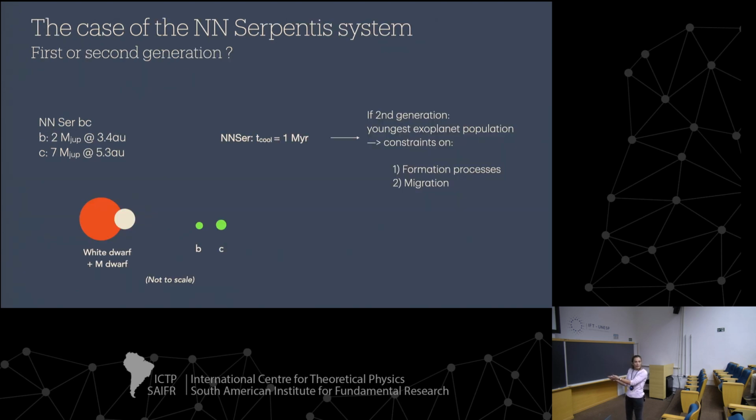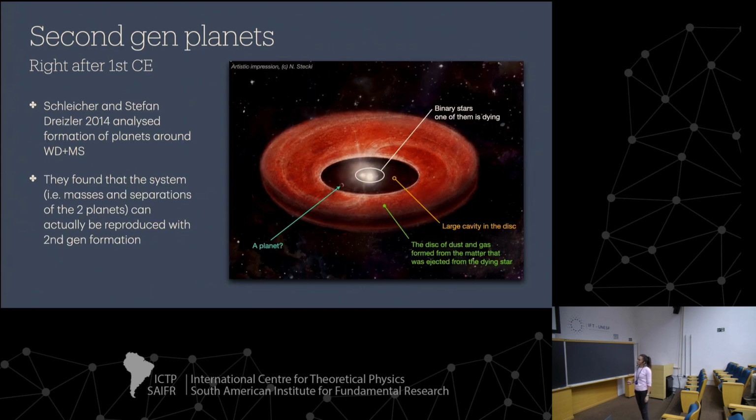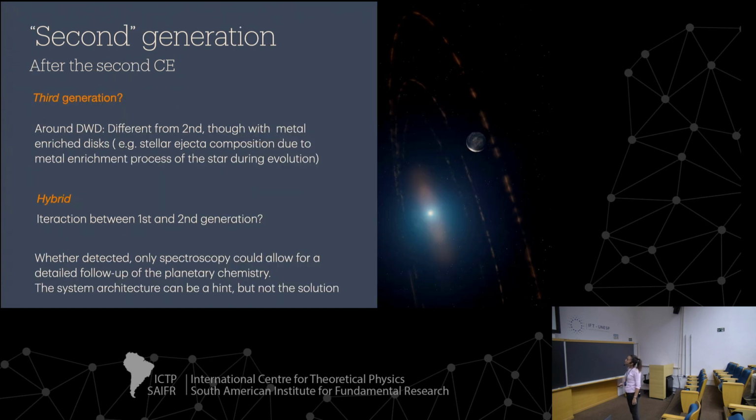Of course, scientists are like, okay, let's do some models to see if we can actually explain why these planets are so close by when they should be in a non-stable region, and if we can find out and match the observation, right? So that was work done by Schleicher and Dreisler in 2014. And they found indeed that also on a theoretical level, NN Serpentis could be formed from a second generation disk.